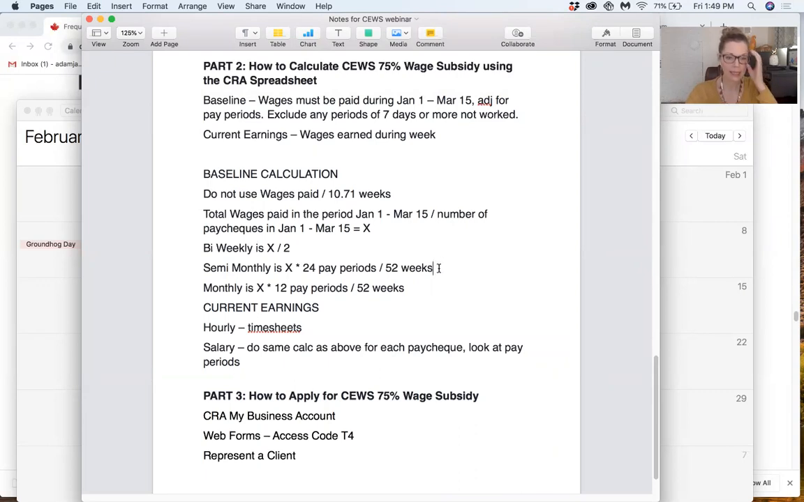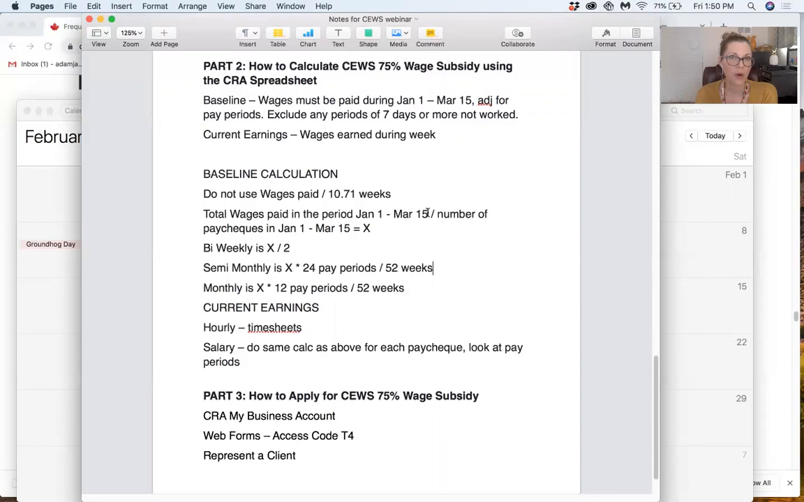So my method is to take, for the baseline, the total wages paid in the period of January 1st to March 15th. So you likely have 5 paychecks. If you're on semi-monthly, you would have 5 paychecks: January 15th, January 31st, February 15th, February 29th, and March 15th. Whatever you've been paid in that time, divide it by 5 checks. So now what you've got is an average per paycheck.